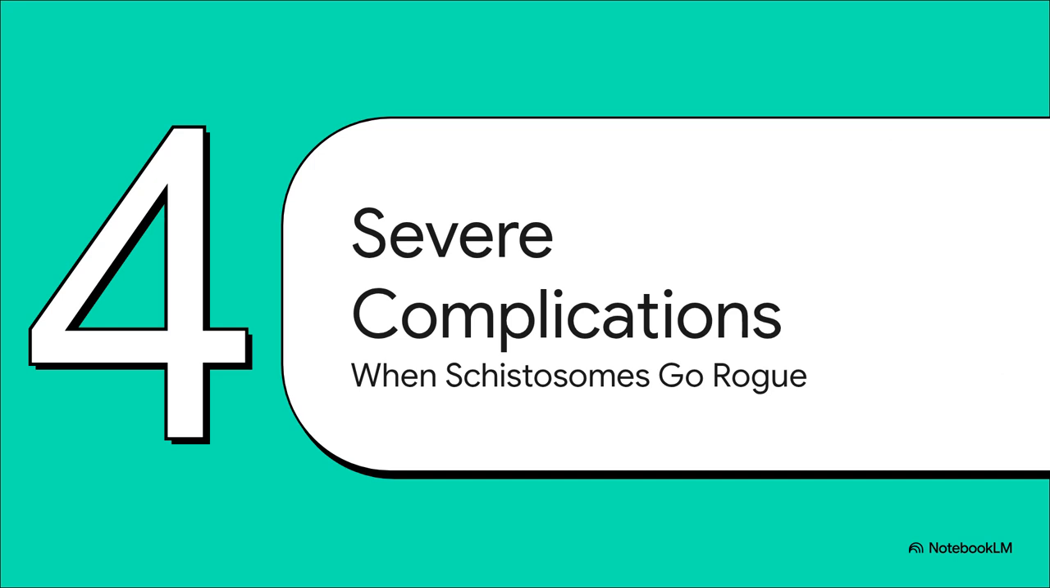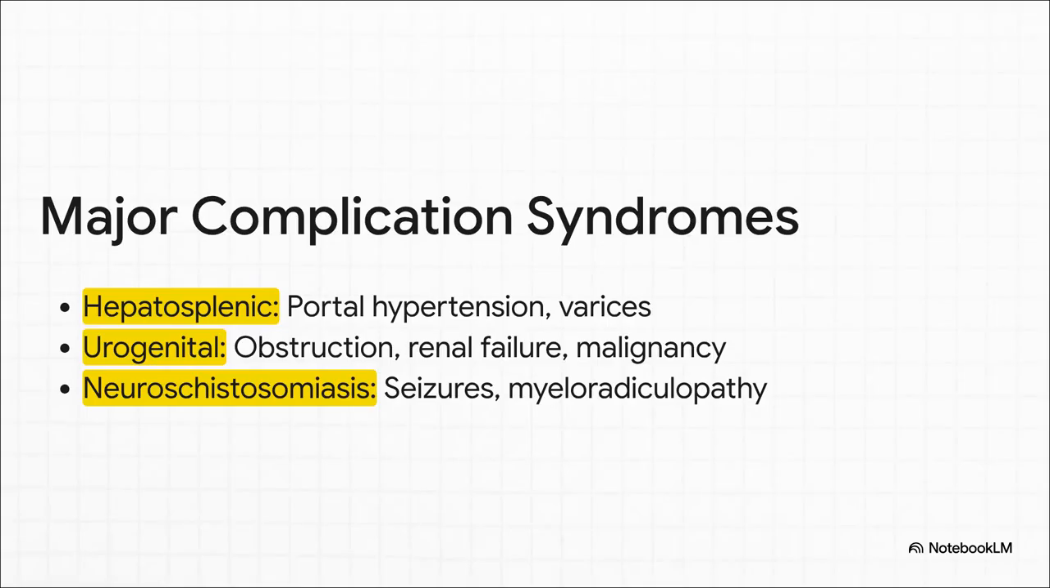Most cases are pretty straightforward, but you have to be ready for those moments when the schistosoma eggs go rogue, and the stakes get much, much higher. So these eggs can cause some really devastating damage when they end up in the wrong place. We're talking 3 major systems here.